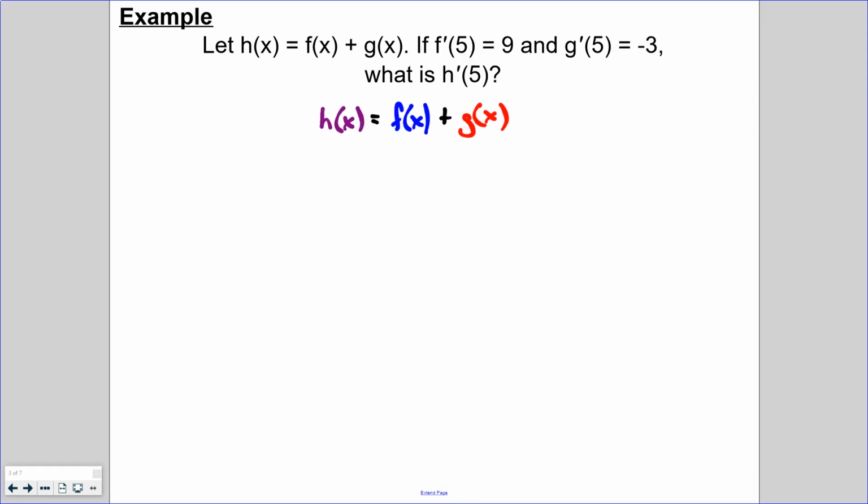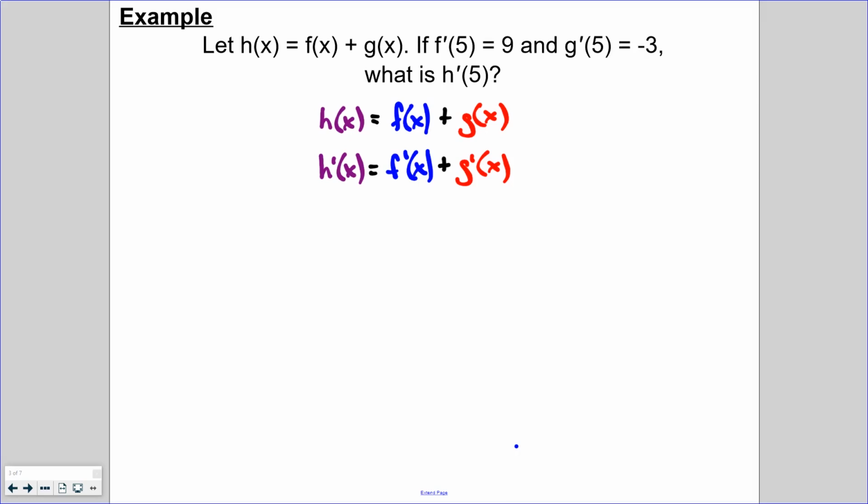And now we're going to want to take the derivative of this. So we're going to end up with h prime of x is equal to, and based on our sum rule for derivatives, we know that if we want to take the derivative of a sum, we can just go ahead and take the derivative of each function individually. Meaning we're going to get f prime of x plus g prime of x. So great, we found the derivative.